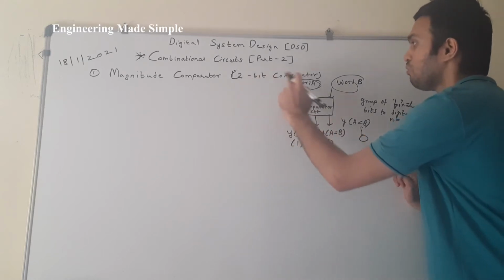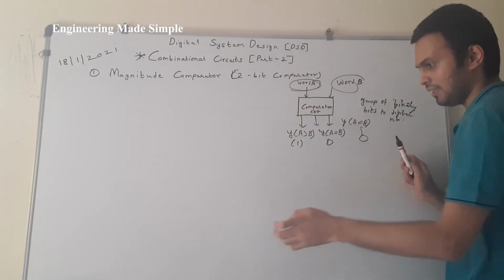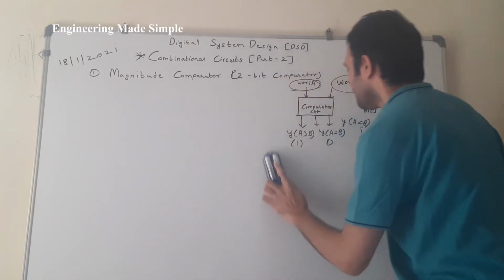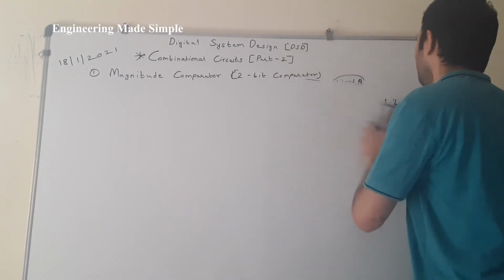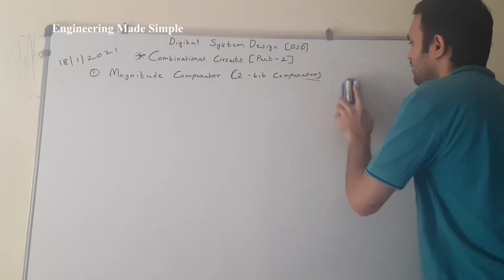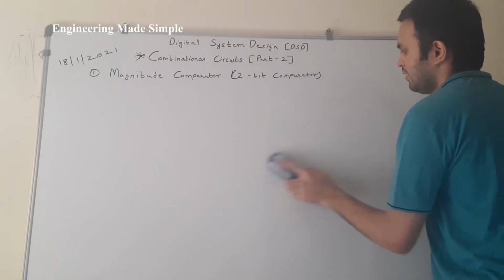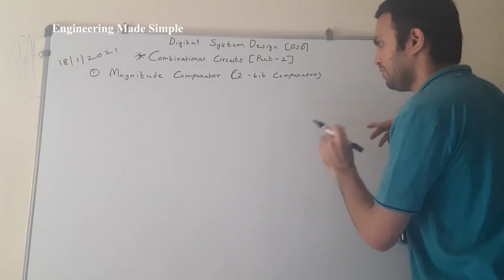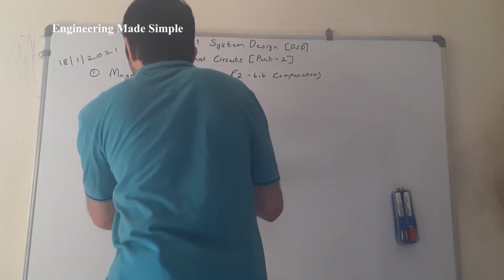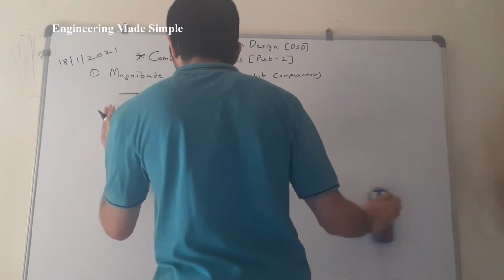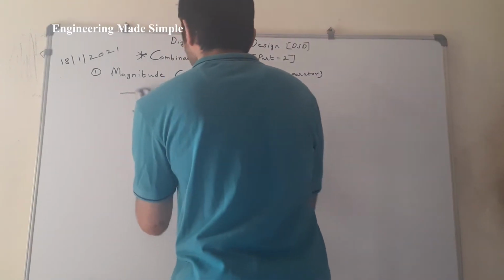Now what is a 2-bit digital comparator? We will see. Understand it this way. Now I will draw the block diagram of a 2-bit digital comparator. So why is it known as a 2-bit comparator?